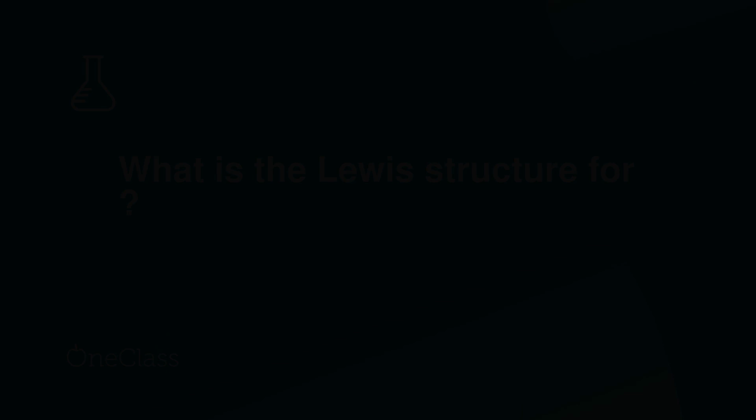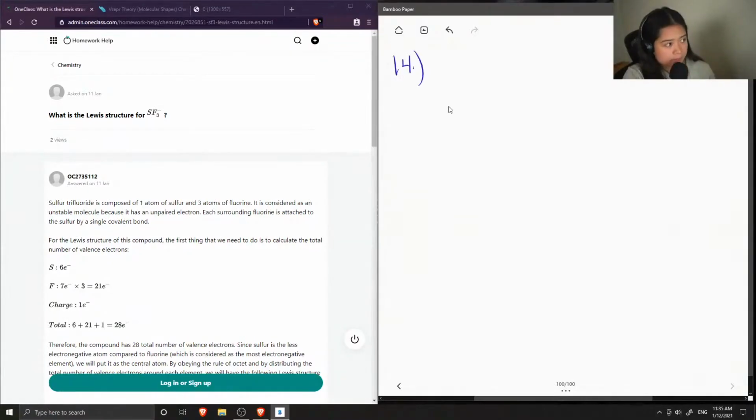Okay, so question number 14. What is the Lewis structure of sulfur trifluoride that has a negative charge? Okay, so first let's count out the total number of valence electrons.